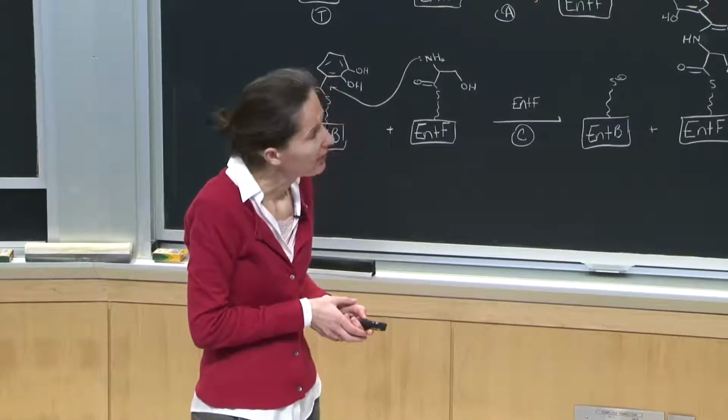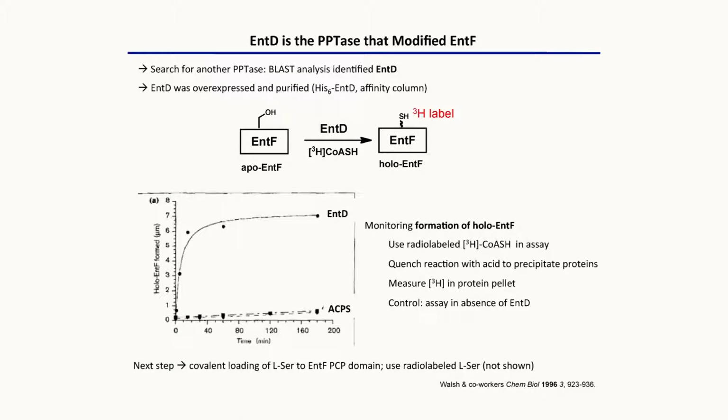So then what was done? There was a search for another PPTase, and this was done using BLAST. What this bioinformatics revealed was the identification of the enzyme NB. Okay, so here we have this NB, the PPTase. NB was overexpressed and purified, using a His-tag and affinity column purification. And the question is, what happens if we incubate NB with NF and CoASH?